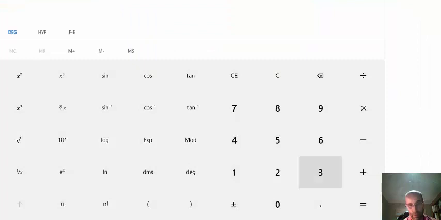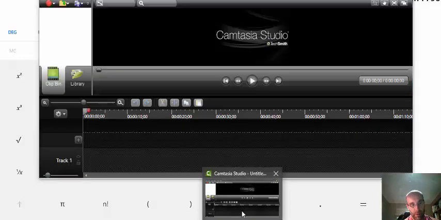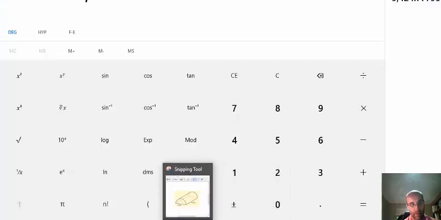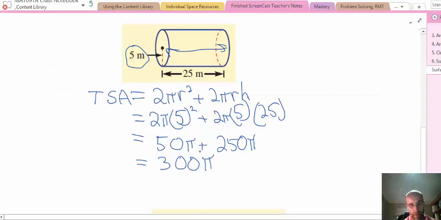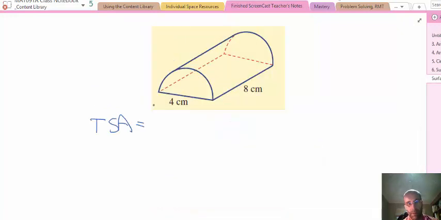If you want a decimal approximation, 300 times pi equals, I get 9,424.78. And because it's a surface area, we have squared units just like regular area.